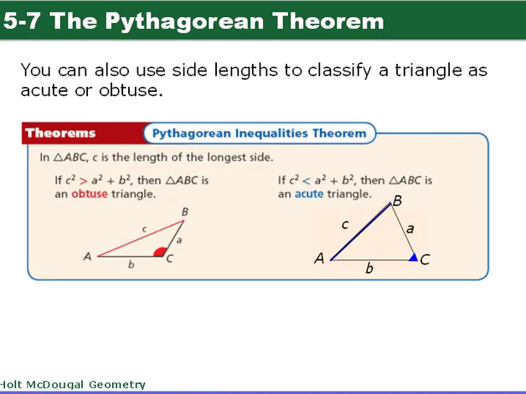So now we have the Pythagorean inequalities theorem. We know if a squared plus b squared equals c squared, it is a right triangle, but we can use that now where if c squared is greater than a squared plus b squared, then we have an obtuse triangle. Or if c squared is less than a squared plus b squared, we have an acute triangle. Think about it: the larger the angle, the longer c is going to be, and the smaller the angle, the shorter that length will be.